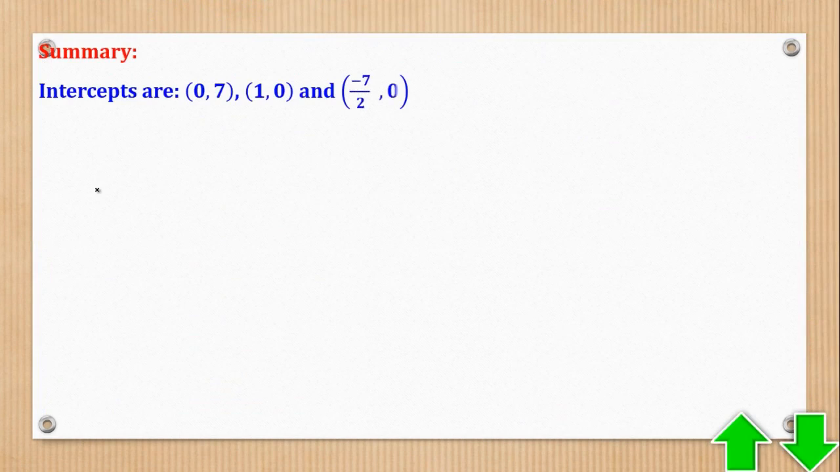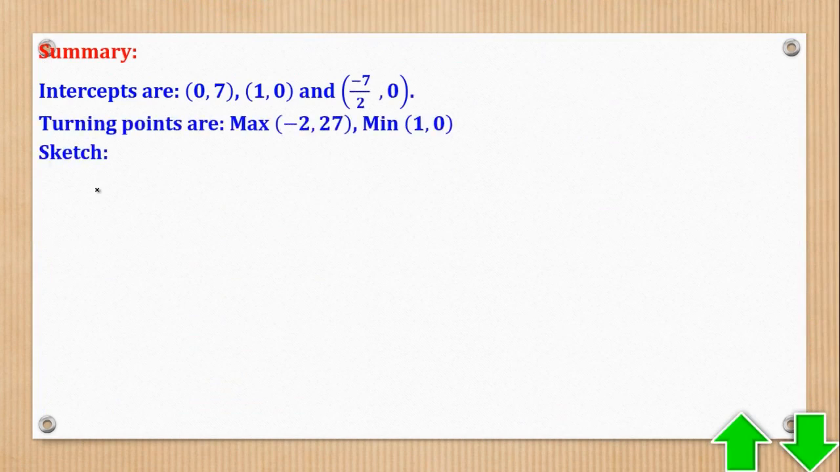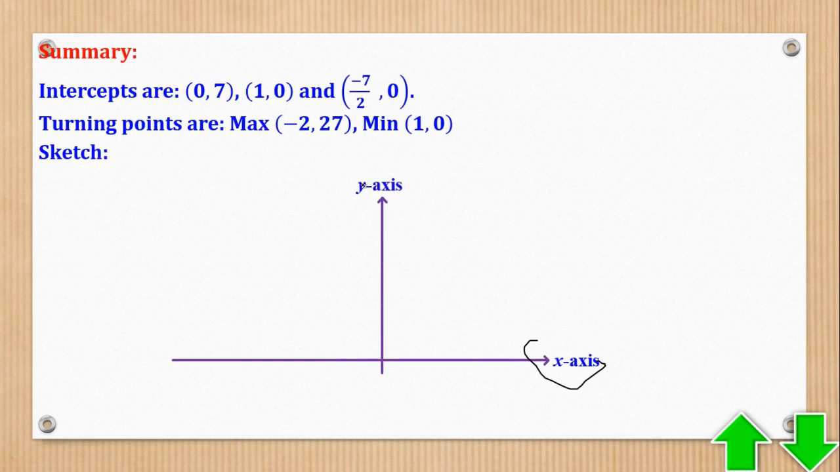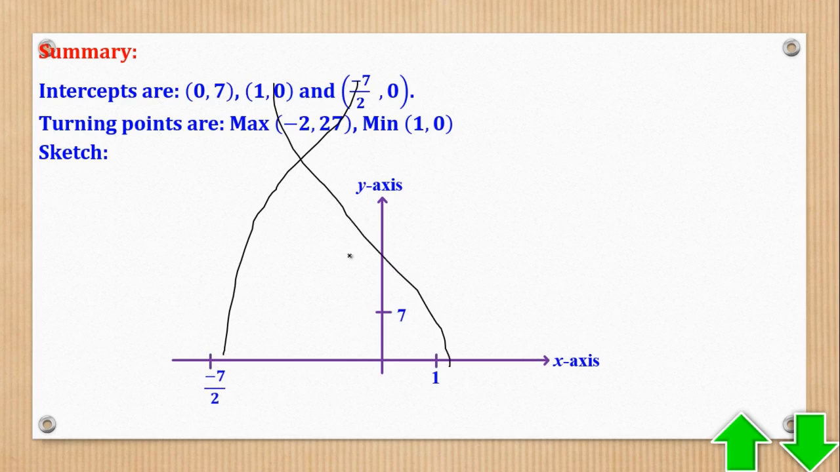So I've got the intercepts, I've got the turning points, therefore I can sketch. So in summary, those are the intercepts and those are the turning points. Therefore for the sketch, I have to draw the axes and label them x-axis and y-axis. Then I'll have to put the intercepts. There is (0, 7), there is this one, there is this one, and there is this one.